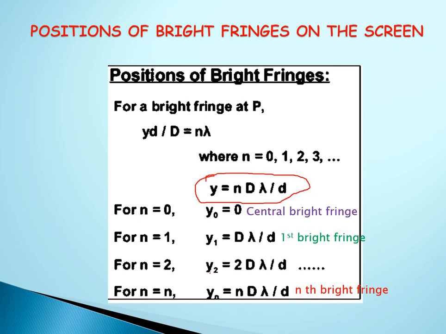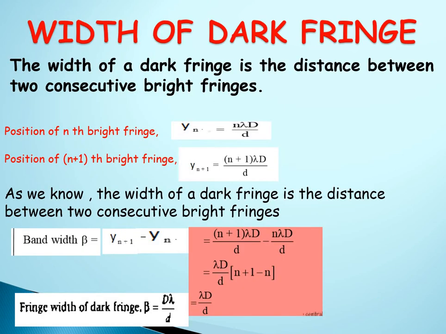For n is equal to 2, y2, position of the second bright fringe, 2 lambda D by d. Like that it goes. The position of the nth bright fringe, in general, yn is equal to n lambda D by d. Okay. Now children, what are we trying to find out? We are trying to find out the width of dark fringe.